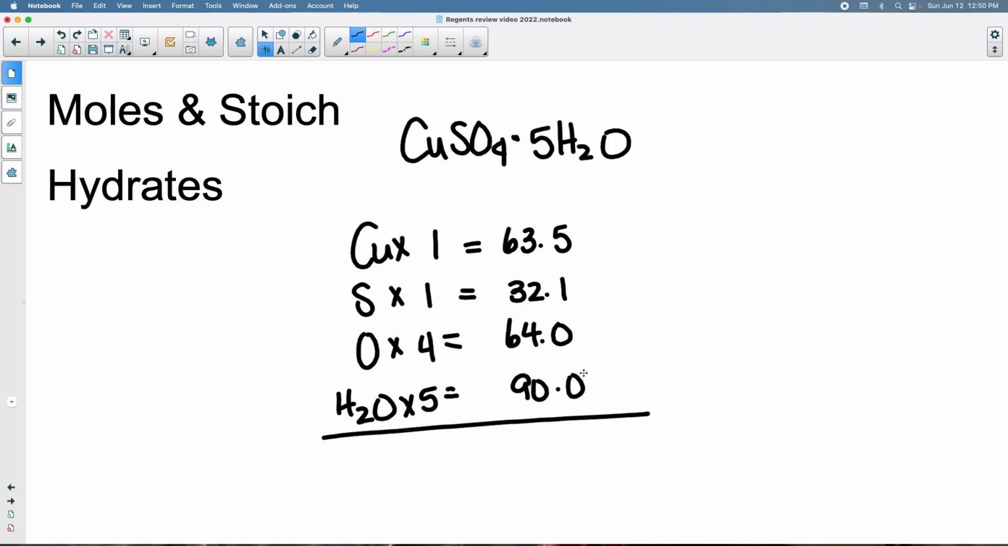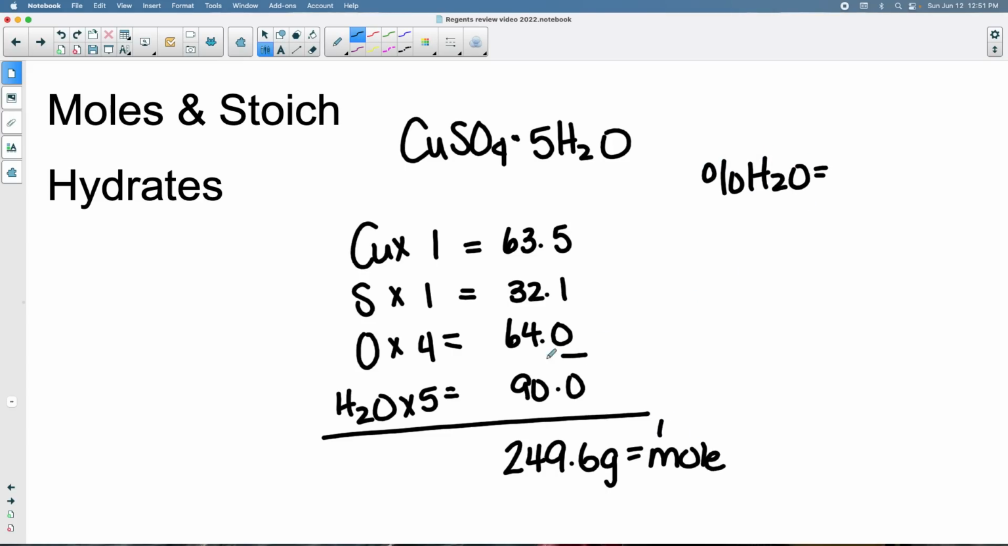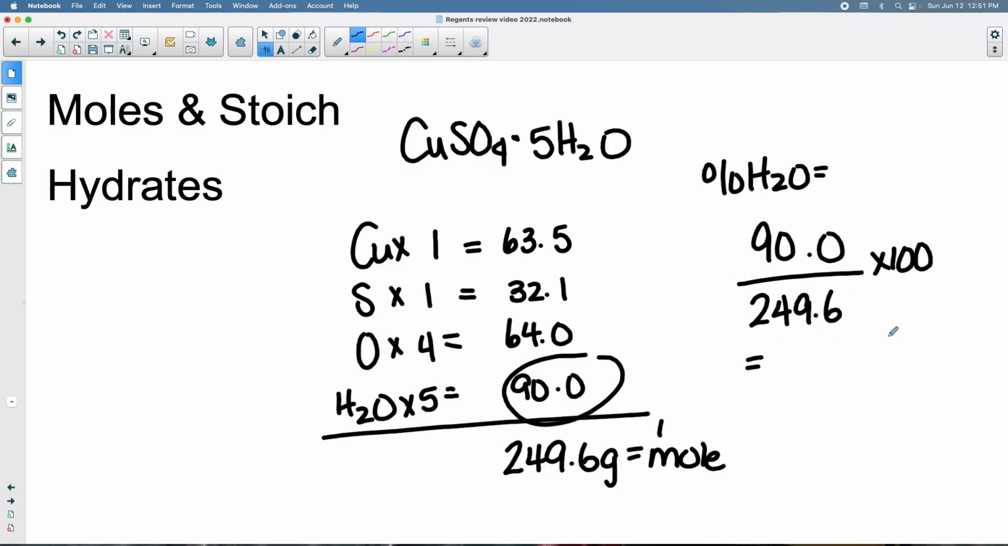We get the gram formula mass, 63.5 plus 32.1 plus 64 plus 90. Let me try that again: 63.5 plus 32.1 plus 64 plus 90. We get 249.6. That's your molar mass. Percent of water would be 90 divided by 249.6 times 100, and whatever you get, and then you put percent after it.